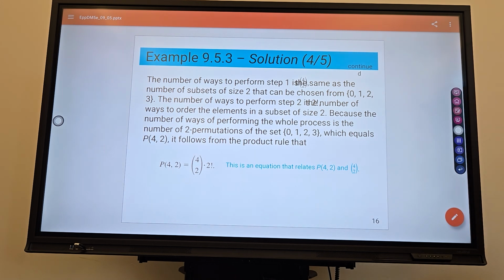That is the number of ways to order the elements in a subset of size 2. The number of ways of performing the whole process is the number of 2-permutations of the set, which equals P(4, 2). It follows from the product rule that P(4, 2) equals 4 choose 2 times 2 factorial.